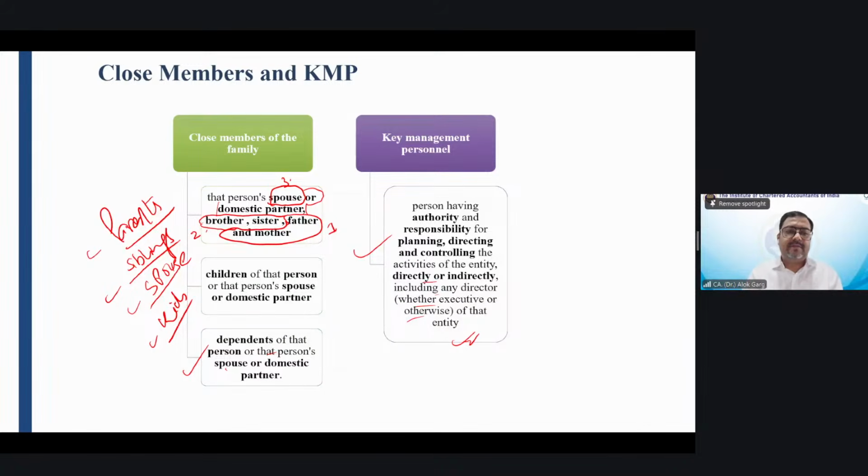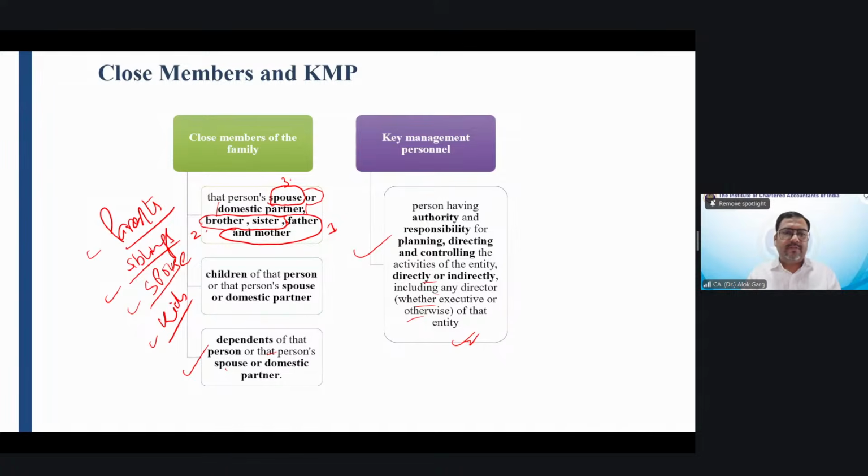Now, what are the examples of KMP? Examples of KMP are MD, Managing Director, CEO, CFO, executive or non-executive directors, independent directors, directors, company secretary, etc., right?